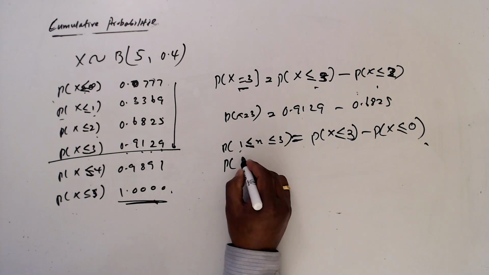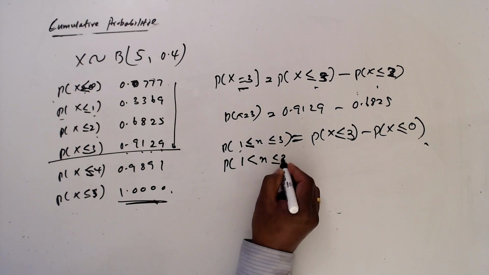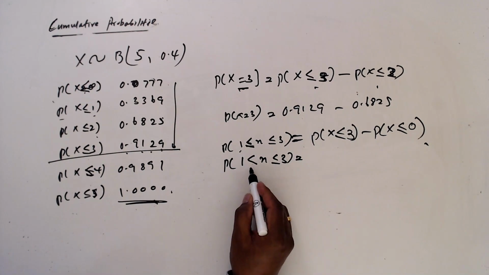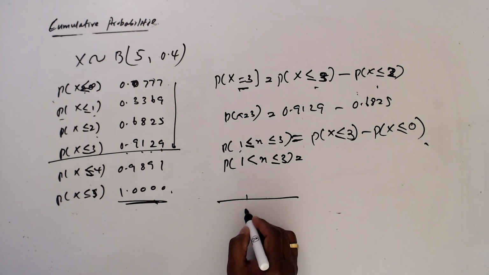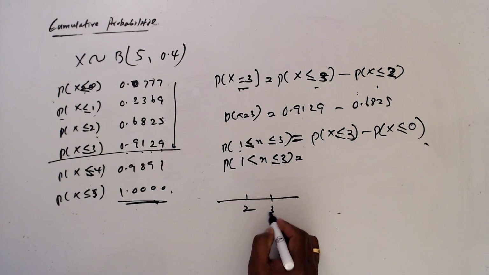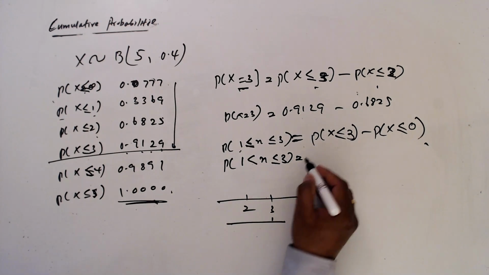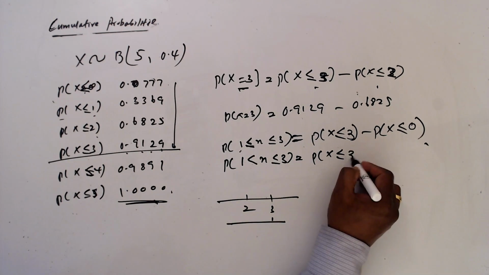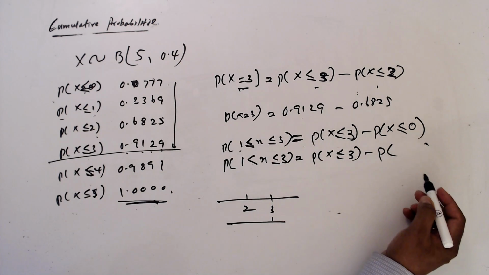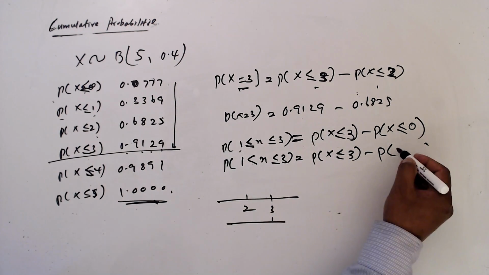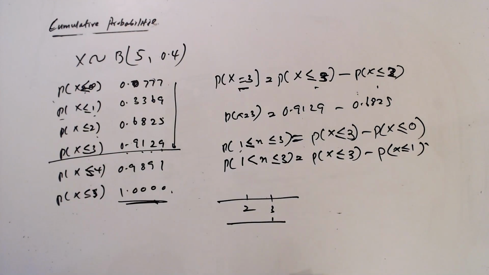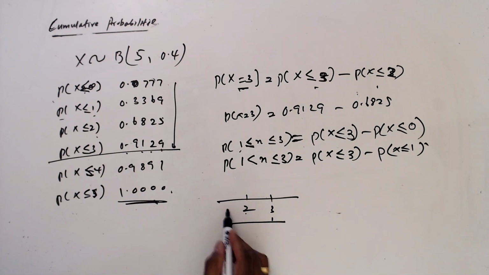Another one, probability of x greater than or equal to 6. Now you can see there is no equal sign, it means we need only 2 and 3. Then for 2 and 3 you can get probability of x less than or equal to 3 minus probability of x less than or equal to 1. Let's void this one and go one more below.